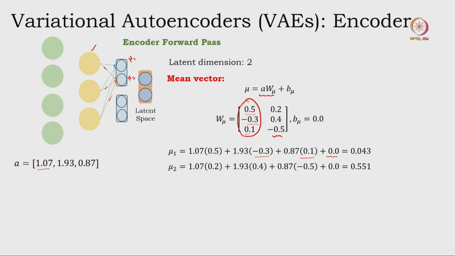Once again the input gets multiplied with the weights. Which weight? It is these set of weights. So, input 1.07 multiplied with 0.2, 1.93 getting multiplied with 0.4, and 0.87 getting multiplied with minus 0.5, and then you will be adding the bias term.